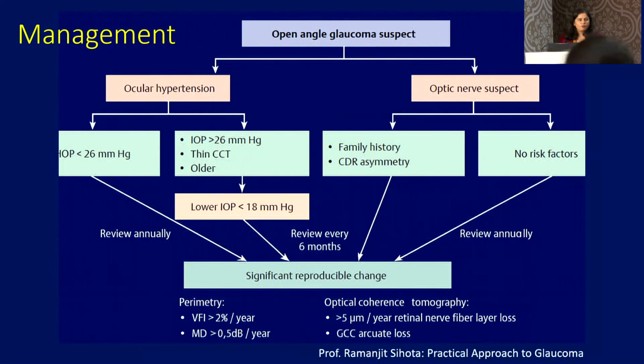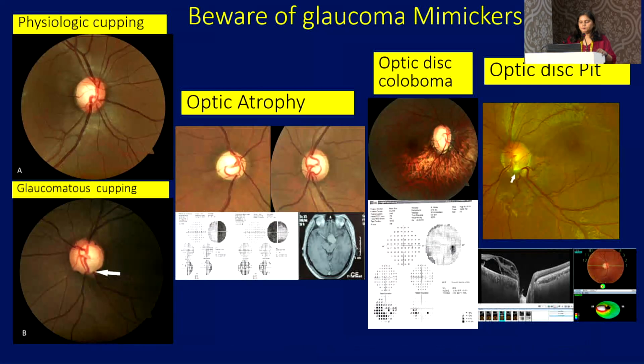Management of primary open angle glaucoma suspects. If the person is ocular hypertensive, in India, if the IOP is more than 26, you might as well start treating them. For a normal IOP that is less than 18, thin CCT, older patients, you have to review them 6 monthly, and visual fields have to be done in the first year at least 2 to 3 times. If it's an optic disc suspect, if there is a family history, a CDR asymmetry, NRR thinning, then you can review 6 monthly. If there are no risk factors, you can review them annually.